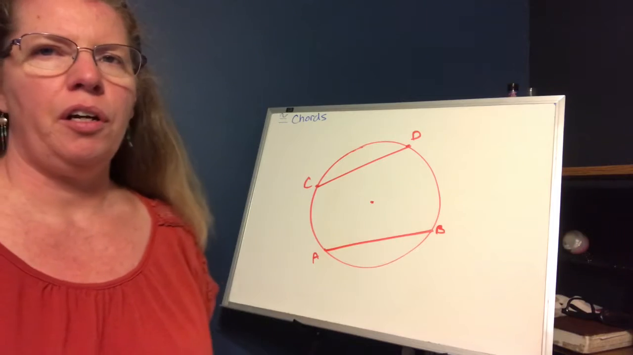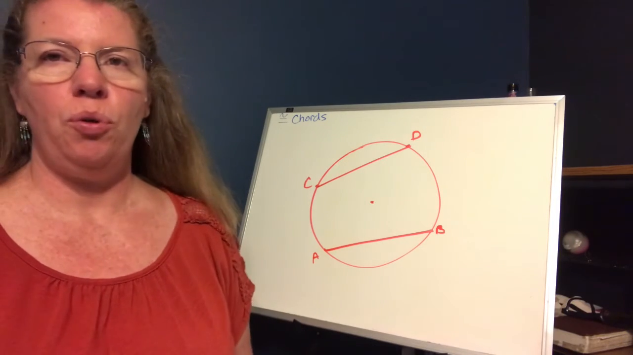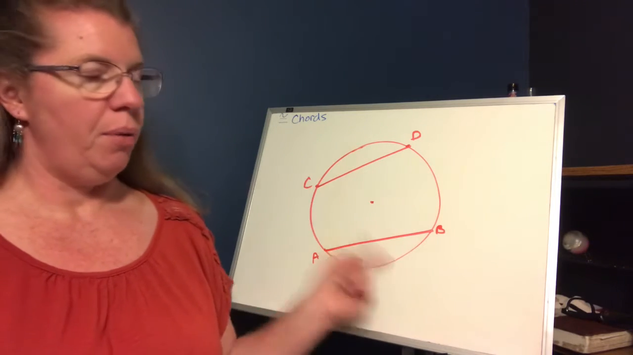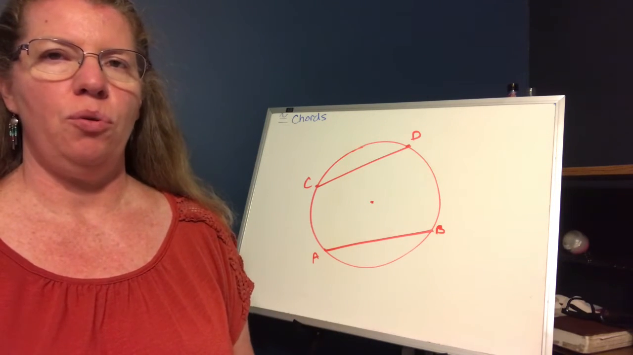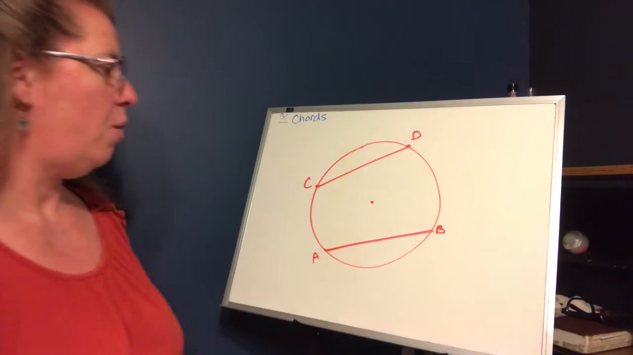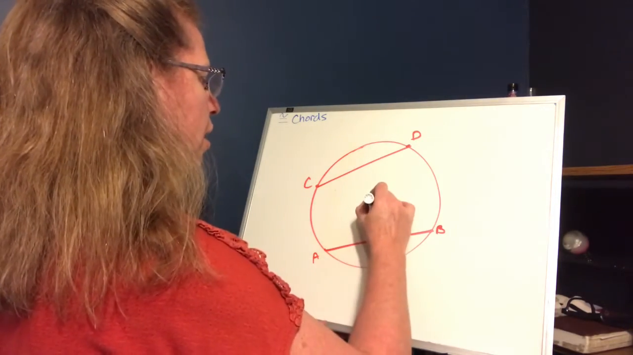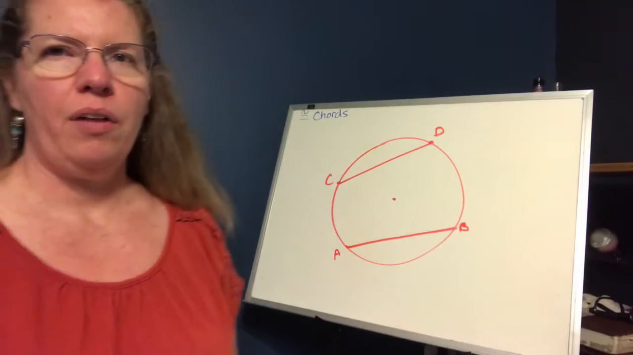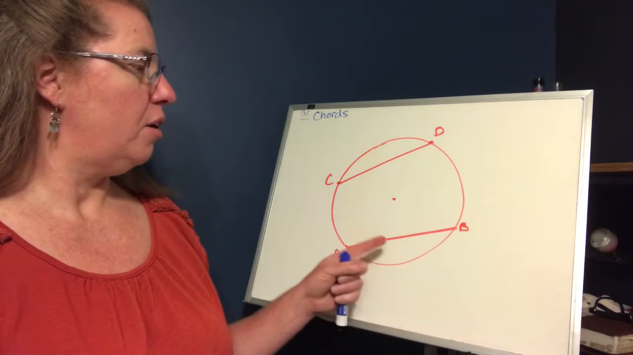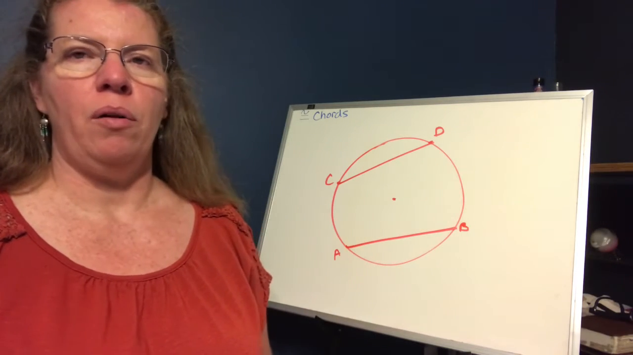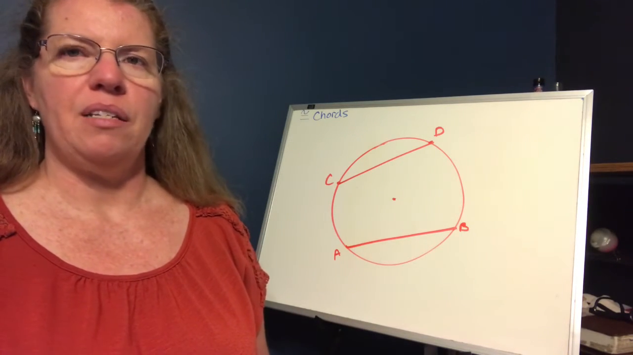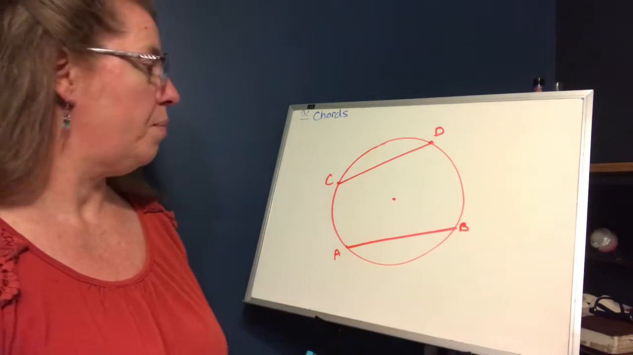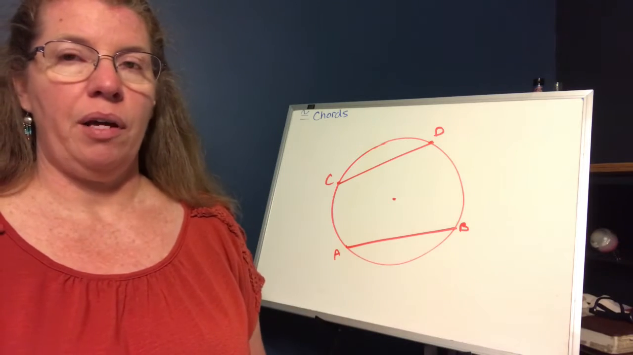We talked earlier that we could tell two chords are congruent if we know that their arcs are congruent. But there's one more way that we can tell that two chords are congruent. All right, we're looking now at congruent chords. We talked earlier about one way to tell chords are congruent: if their arcs are congruent, in the same circle or two congruent circles. But there's another way we can tell that chords are congruent.